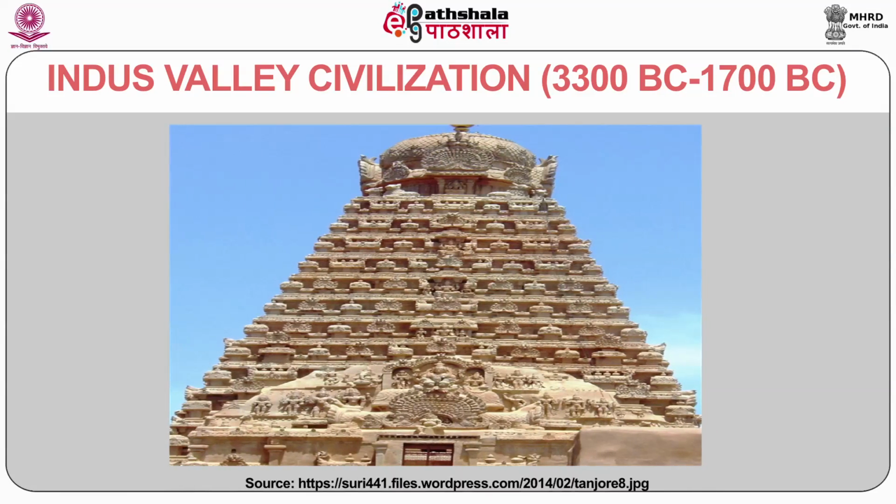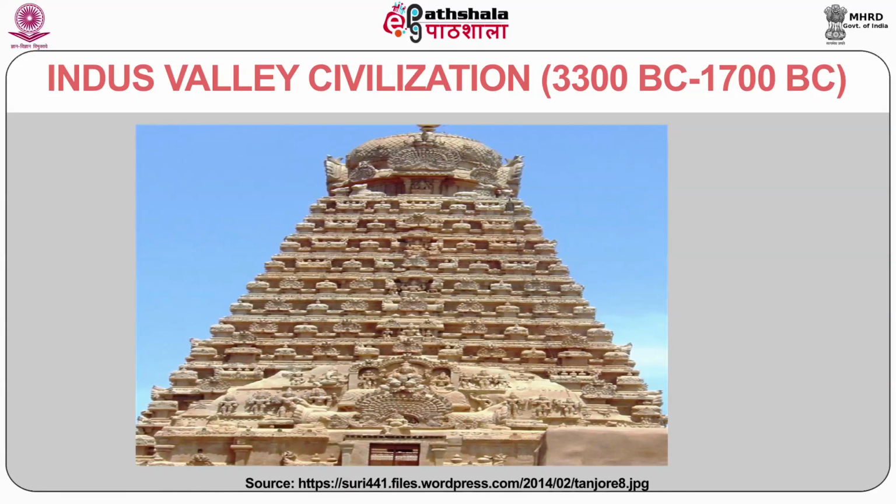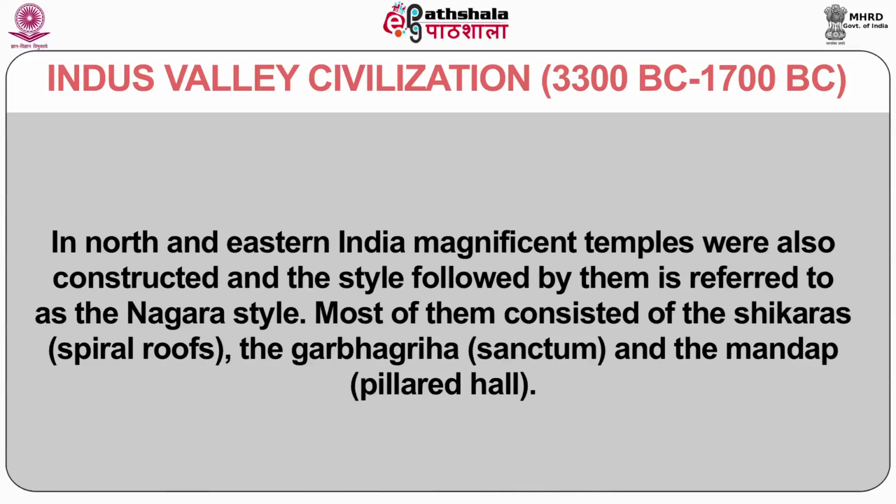Magnificent temples were built at Belur and Halebid, where the stone engravings reached even greater heights. In north and eastern India, magnificent temples were also constructed, and the style followed by them is referred to as the Nagara style. Most of them consisted of the shikhara, that is the spiral roof, the Garbhagriha, that is the sanctum, and the mandapa, that is the pillared hall.